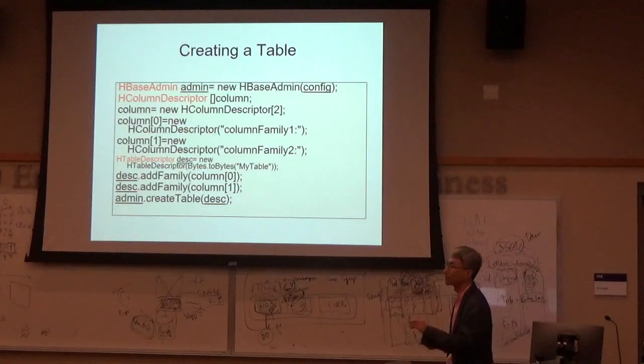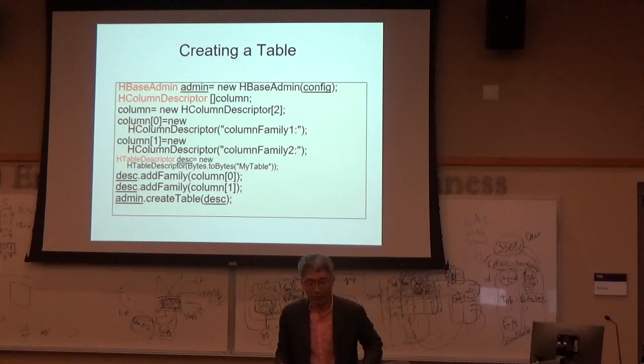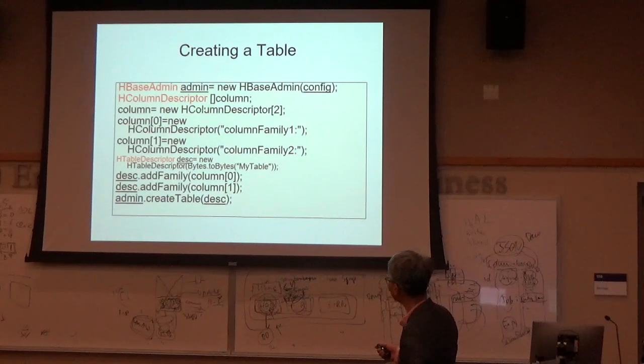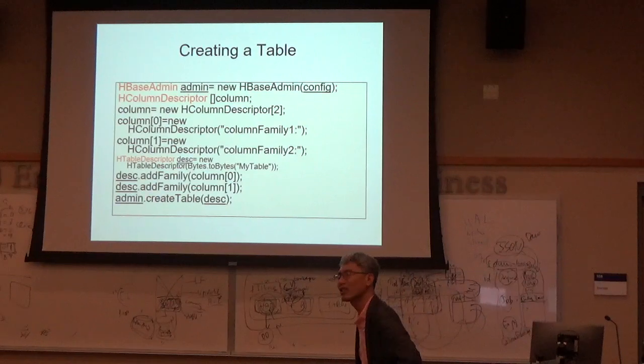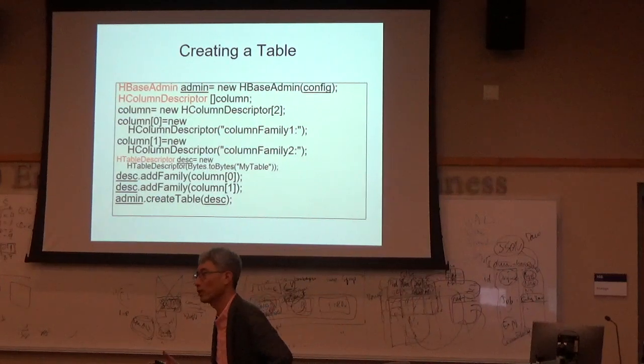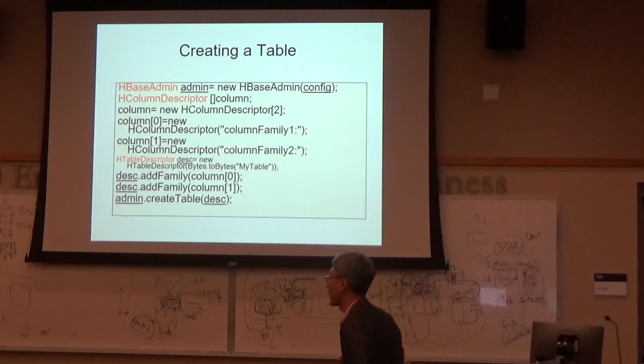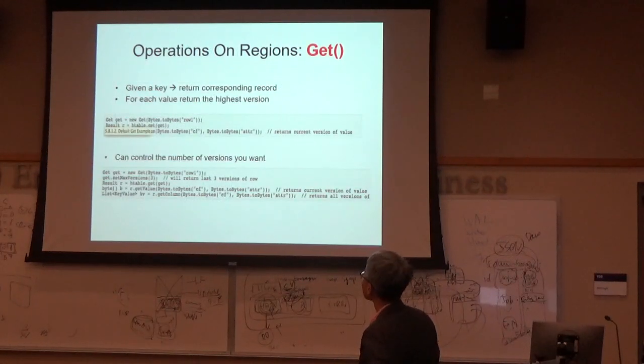Finally, we can use the interface API to create a table. We can create the column family, a new column family like that. It's pretty much the same as Java programming, but with the HBase API added.